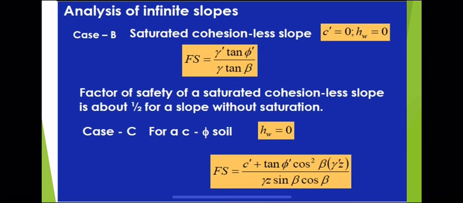In the case C, for a c phi soil, we are keeping hw equal to 0. We are going to get factor of safety equal to c dash plus tan phi dash cos square beta into gamma dash z by gamma z sin beta cos beta.